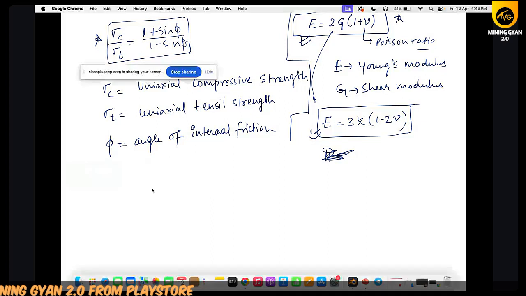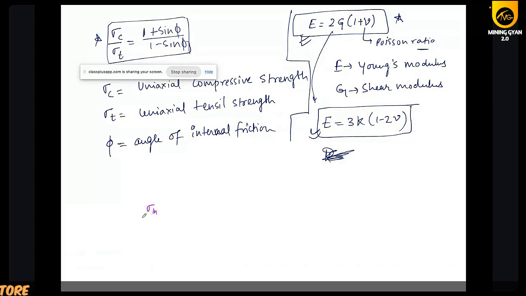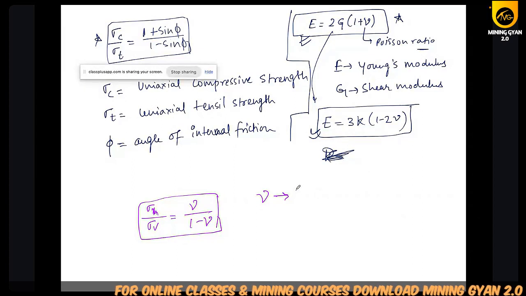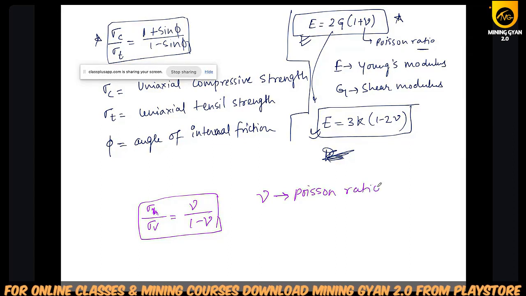And another formula is, whenever they ask you the horizontal and vertical stress ratio, it will be nu divided by (1 minus nu). Here nu is your Poisson's ratio, sigma h is the horizontal stress, and sigma v is the vertical stress.